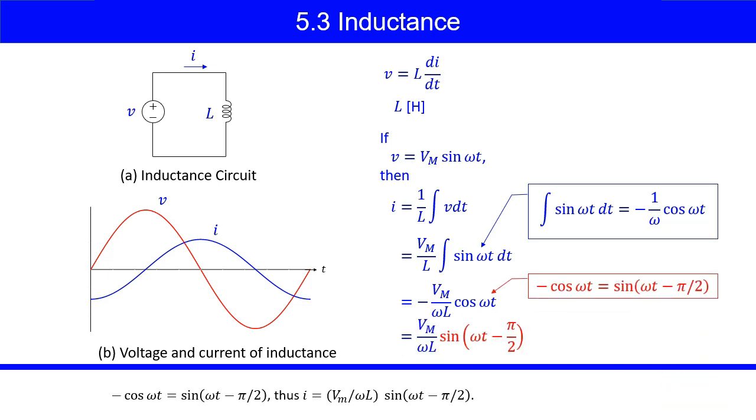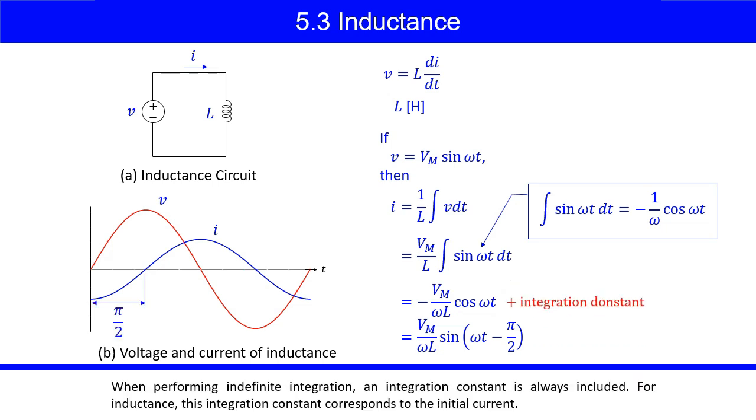Negative cosine omega t equals sine omega t minus pi over 2, thus, I equals Vm over omega L times sine omega t minus pi over 2. The current I, which flows into the inductance, lags the voltage V by pi over 2.